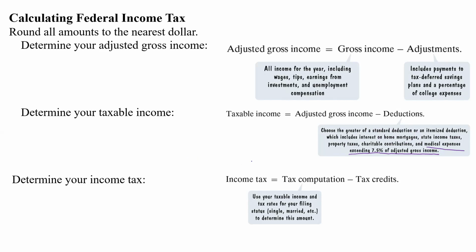And then determine your income tax. Basically, you take your tax table, you compute that, minus any tax credits that you have, and that's going to be your income tax.